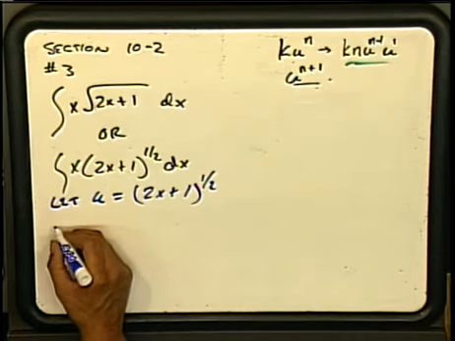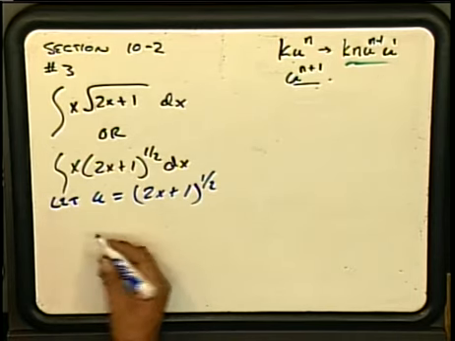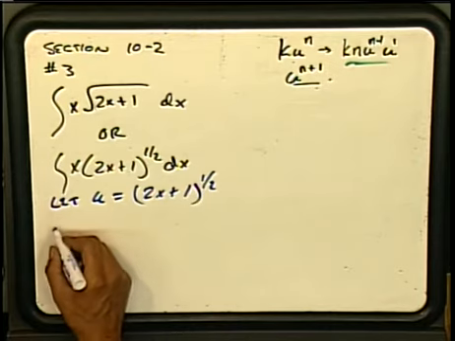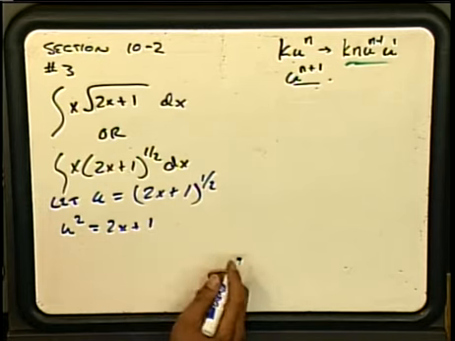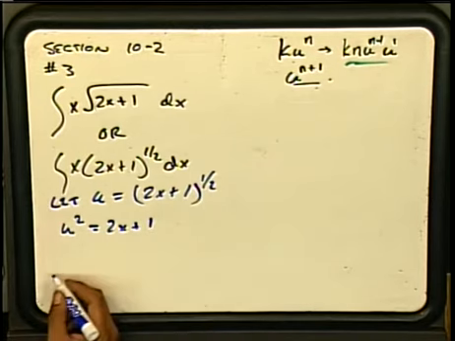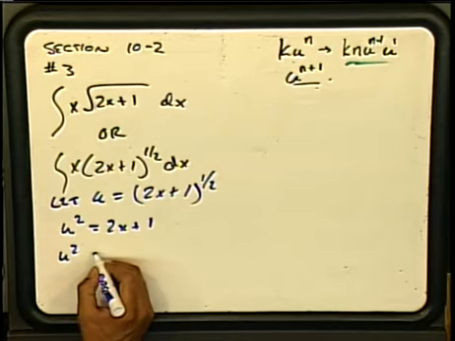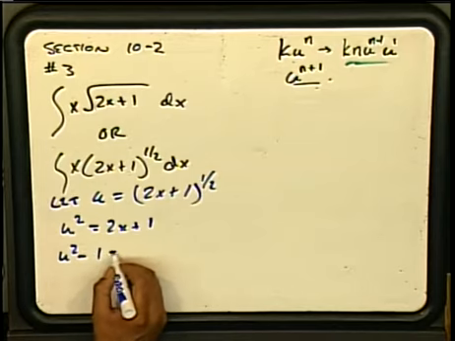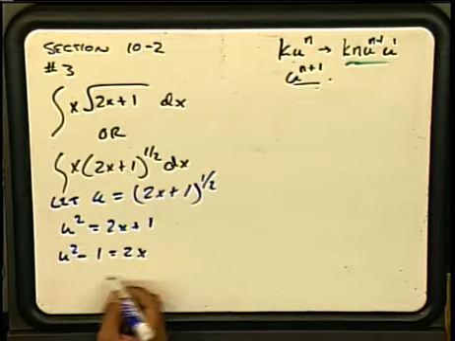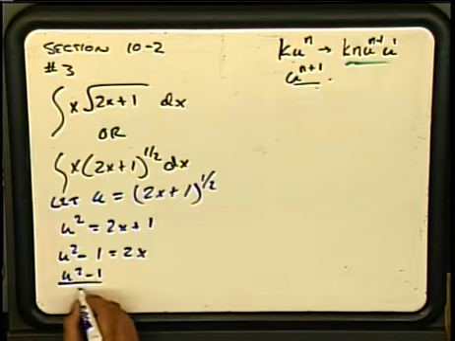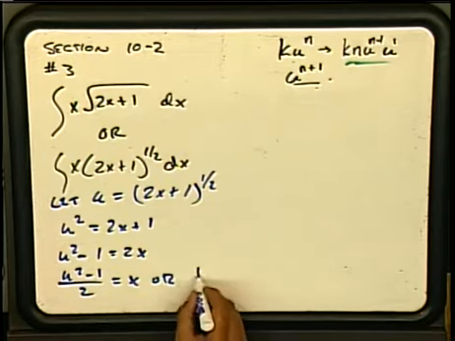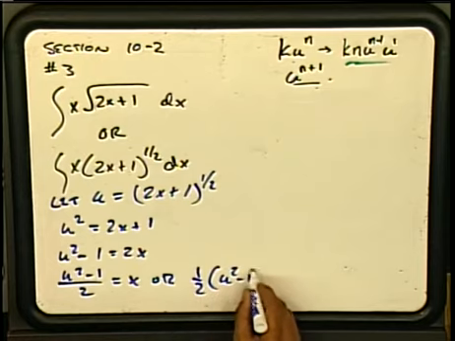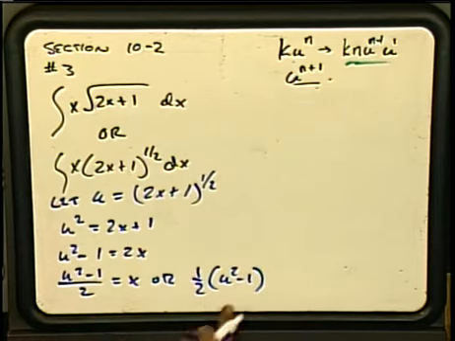Then solve for x. You want to solve for x. So u squared equals 2x plus 1. And then u squared minus 1 equals 2x. U squared minus 1 over 2 equals x. And then you want the antiderivative of x. Rewrite x. That can be written like this.